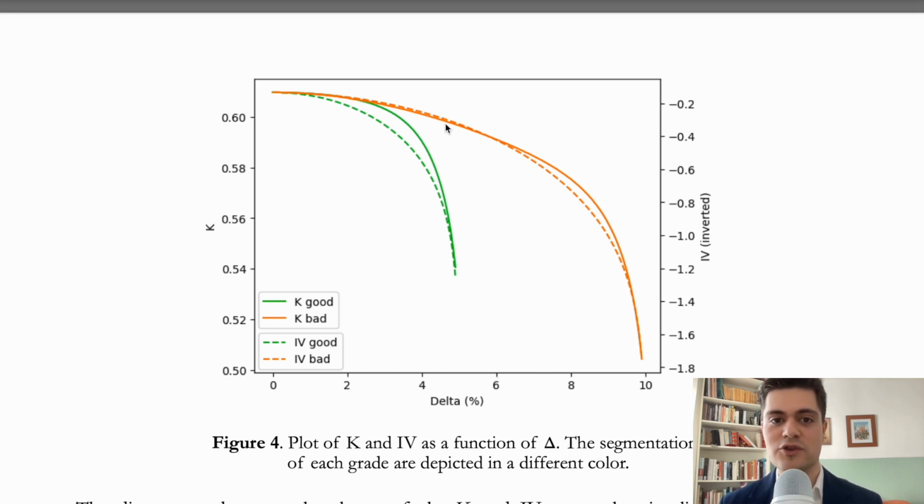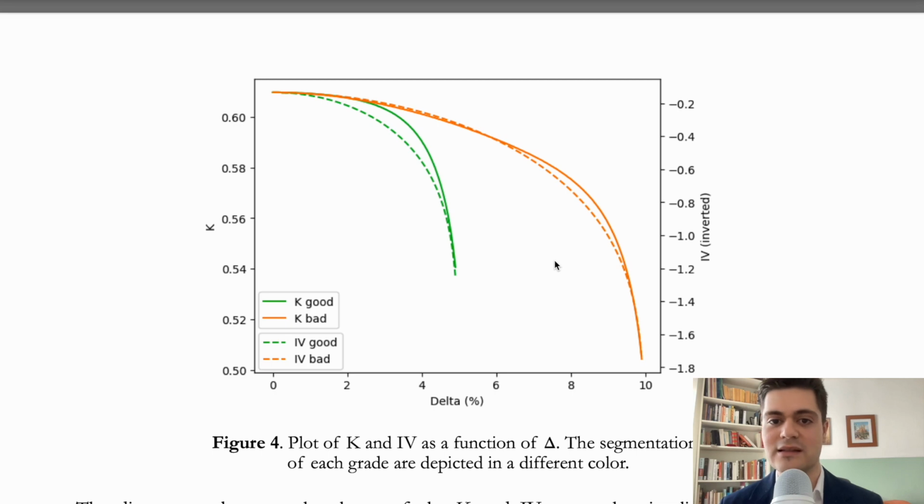Now let's consider two splits with the same information value. For example, this one and this one. They are at the same level, so they have the same IV. However, they do not have the same value of K. For the split of the bad grade, K is here, but for the good grade, K is all the way up here. In this comparison, splitting the good grade would not be an optimal choice. This is the main point. Two segmentations with the same IV have different K values.